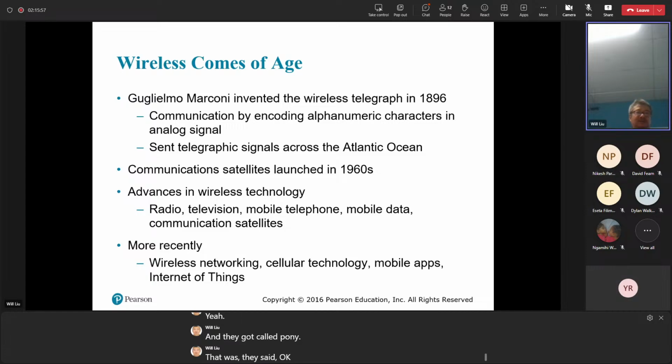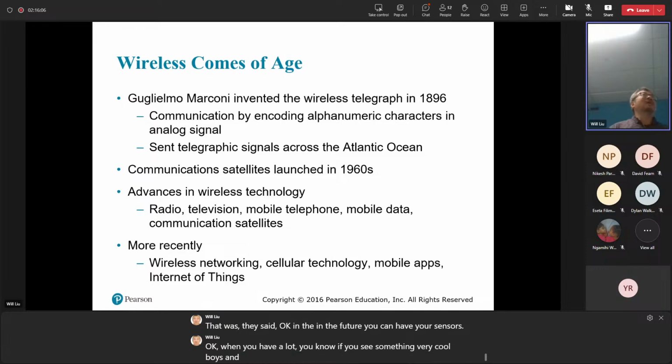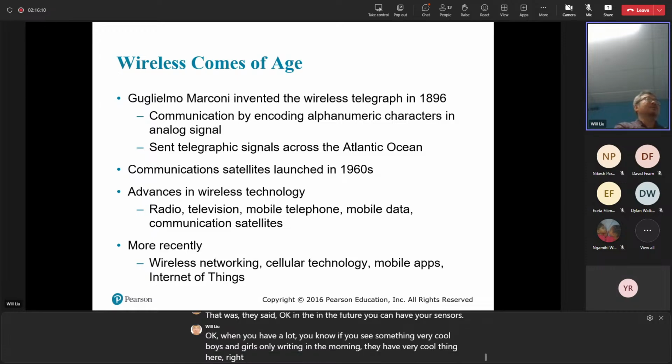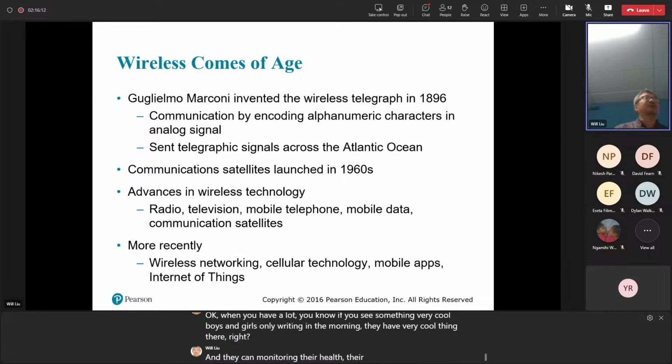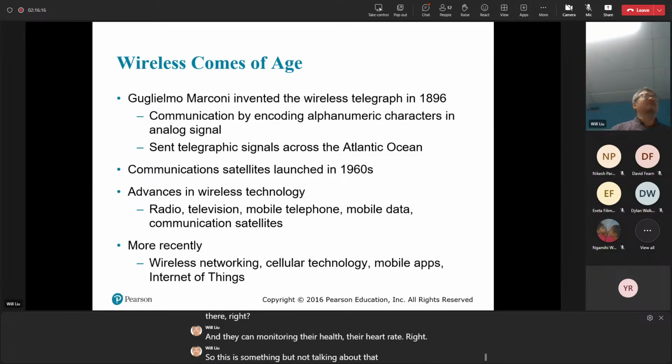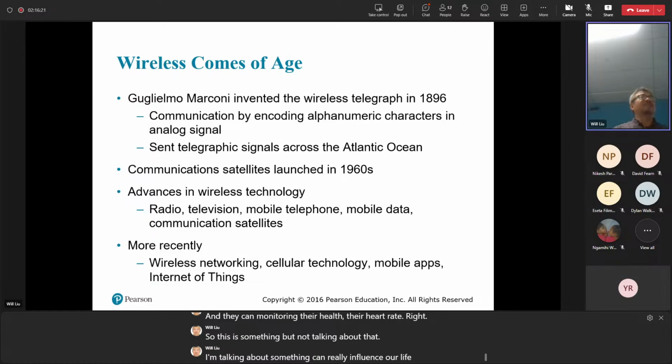They said that in the future you can have your sensors. For example, now you see some very cool boys and girls running in the morning, and they have very cool things here, right? And they can monitor their health, their heart rate, right? So this is something, but I'm not talking about that. I'm talking about something that can really influence our life.